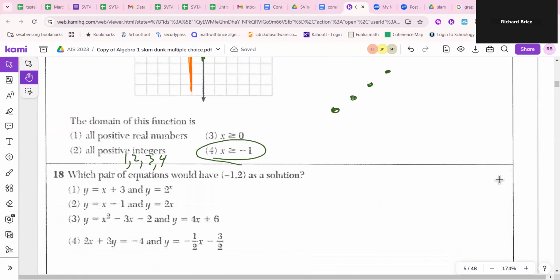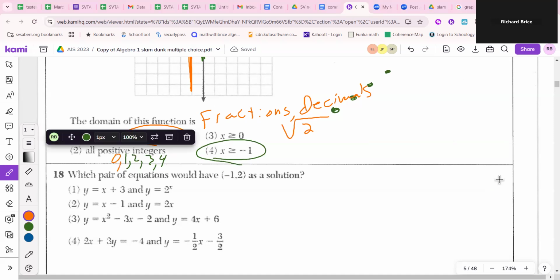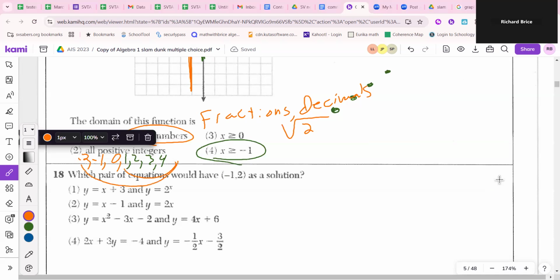When we're looking at this, we have to just remember that positive real numbers are all fractions and decimals, as well as whole numbers, mixed numbers, square roots. Integers are just... it said positive, but I'm just going to define what integers are. Positive integers are the green. All integers are all of them.